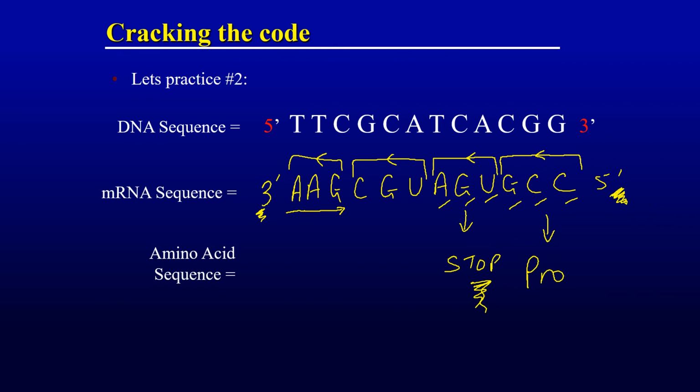Now we've got to look for a UGU. UGU gives us cysteine, CYS. Now let's look for a GAA. GAA gives us ASP. I think that's aspartic acid, ASP amino acid. So that's how we would do that problem.